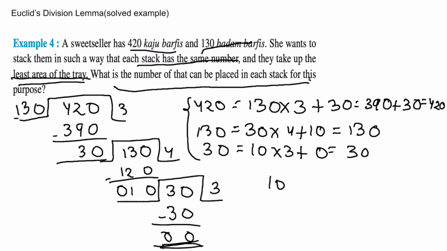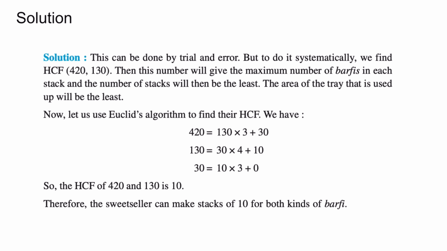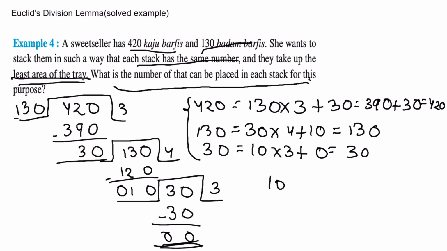This means that Kaju Barfis and Badam Barfis should be stacked in the number of 10 so that they require the least area of the tray. Great. Now let's look at the solution from the NCERT. So this is the solution from NCERT, and all they did was also to find out the HCF, and they did it using the Euclid's algorithm that we used also here.